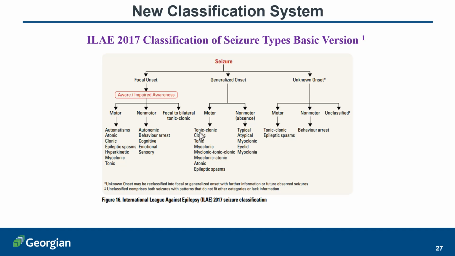And here we have the tonic-clonic seizures. So a generalized tonic-clonic seizure was previously known under the old classification system as a grand mal seizure. It has a tonic phase whereby the muscle becomes stiff, followed by a clonic phase whereby you have these rhythmic, jerky contractions of the muscles.